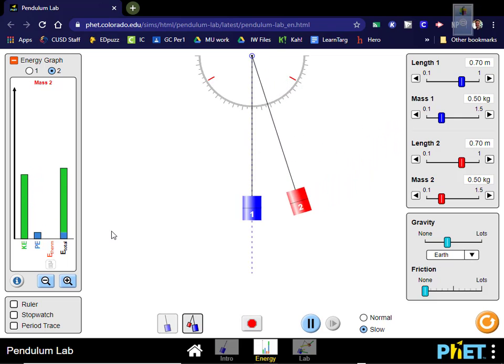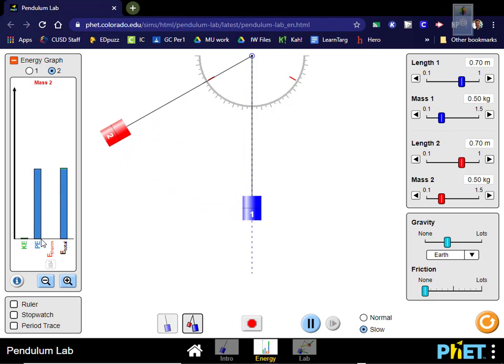That's the mgh. Now let's look at the kinetic energy. Watch these two, potential versus kinetic. What do you notice about the kinetic energy versus the potential energy? How does the kinetic energy compare to potential energy? You could say they're opposites because as potential energy goes up, kinetic energy goes down. Potential energy goes down, kinetic energy goes up.